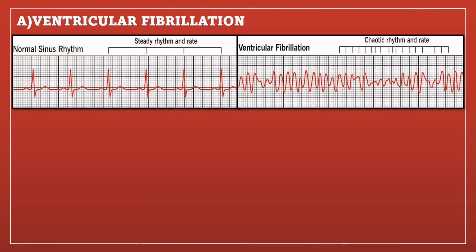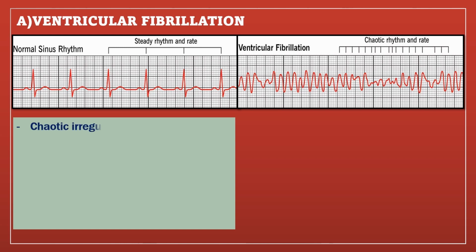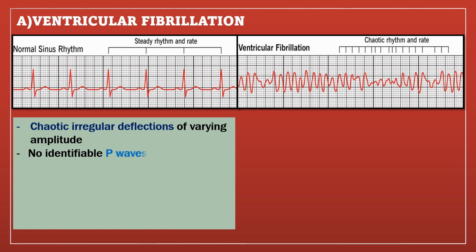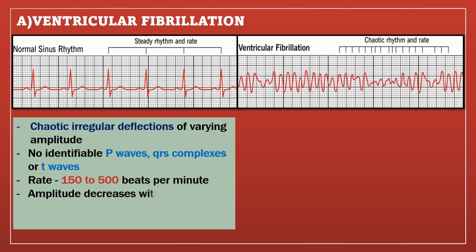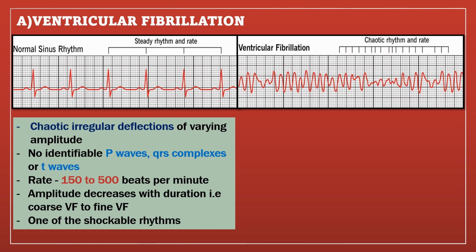So firstly, from the word itself, it is clear that this is produced at the ventricles. So in an ECG, one may see chaotic, or we call it disorganized, waves of different amplitude, where the P wave, QRS complexes or the T waves are not identifiable. The heart rate may range from 150 to 500 beats per minute. Ventricular fibrillation may be coarse or fine. Remember, VF is one of the life-threatening rhythms, and that is why it comes under shockable rhythm.